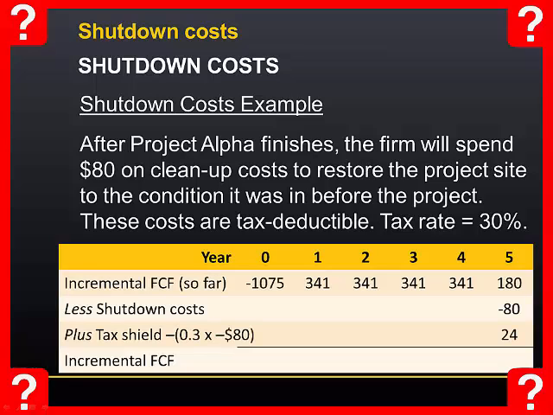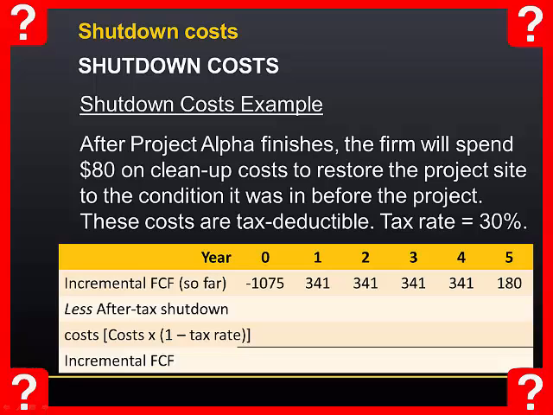The tax shield is equal to the negative of the tax rate times the shutdown costs of negative $80, which results in a positive $24. A tax shield is an incremental cash inflow because the firm is $24 better off as a result of the tax deductible shutdown costs. An alternative approach is simply to calculate after-tax shutdown costs in one calculation.